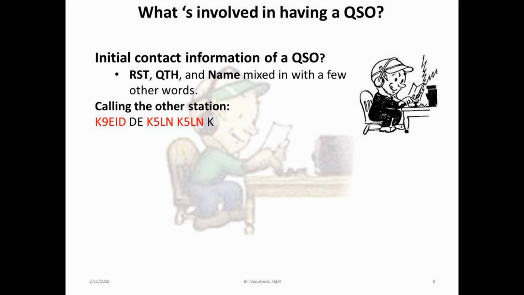In this situation, I'll be you, K5LN, and Bob, K9EID, will be the other station calling CQ. After Bob completes his CQ and is listening for someone to answer him, I will call him by sending his call 1 time followed by the DE and my call 2 times followed by the letter K. K9EID, DE, K5LN, K5LN, K.